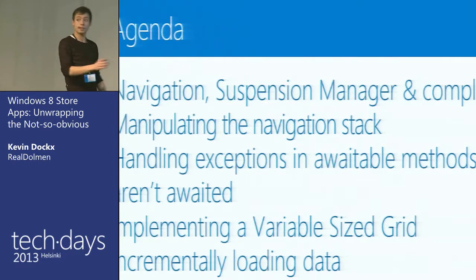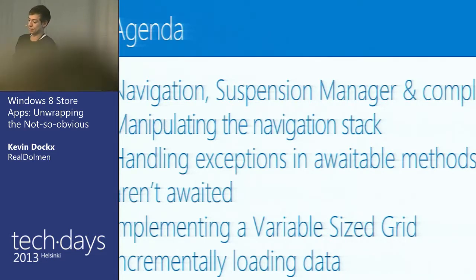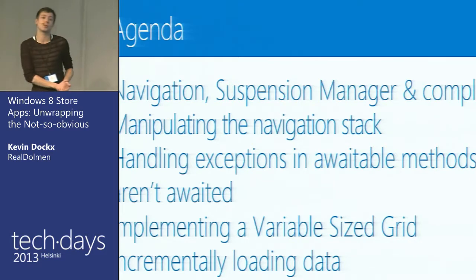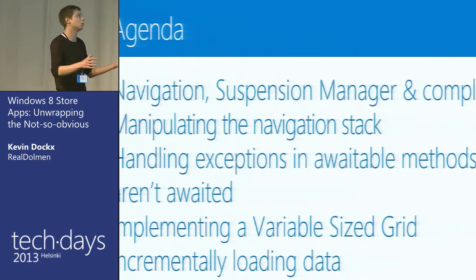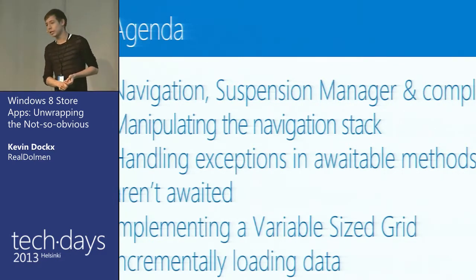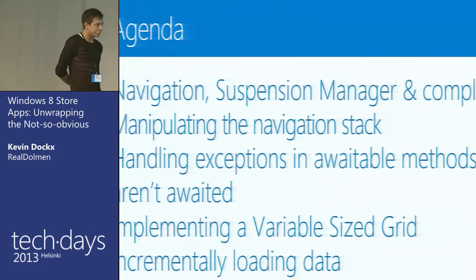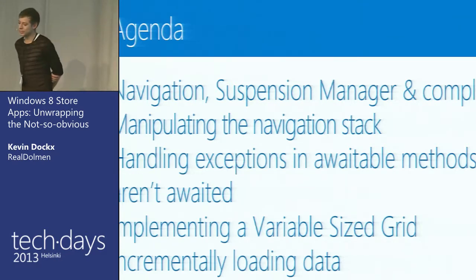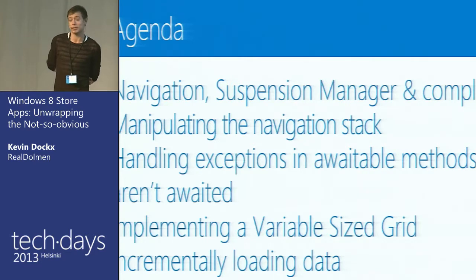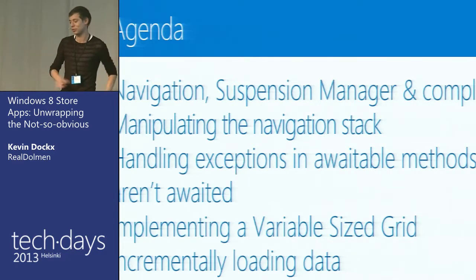Okay, so what can you expect from this session, or rather, what are the topics? We'll talk a little bit about suspension manager and passing complex types, or rather, how that will crash your app and what you can do about it. While we're at it, we'll look into how we can manipulate the navigation stack and show you why you would want to manipulate it in the first place. The third one is a bit of a weird one. It's called handling exceptions in awaitable methods that aren't awaited. How do you do that? Because you will see that you will actually just lose your exceptions if you don't look at this.